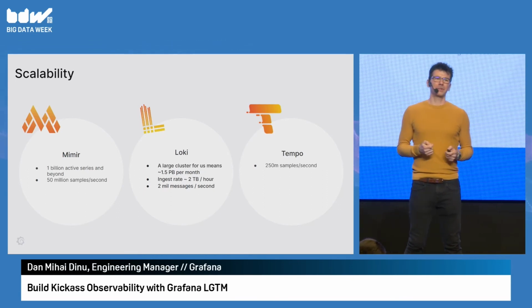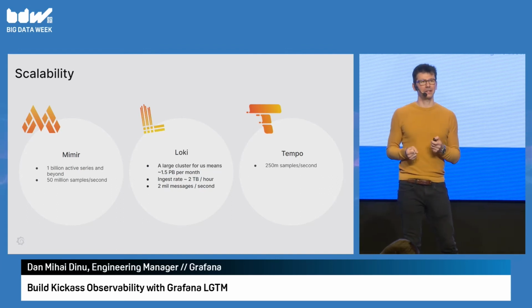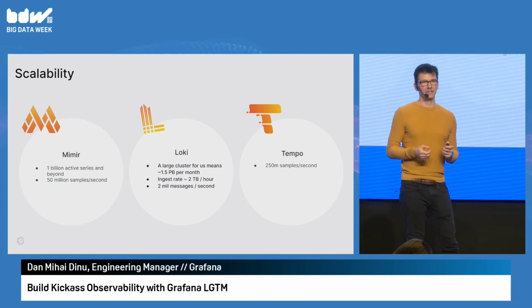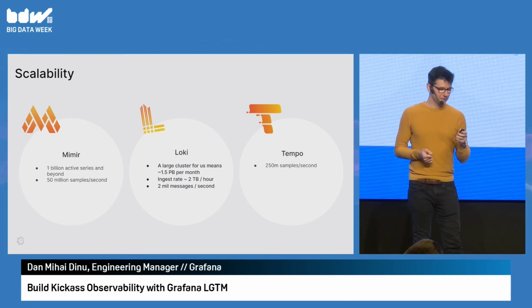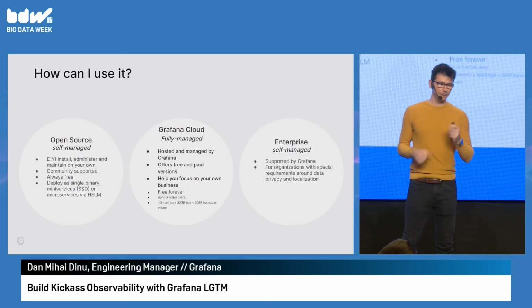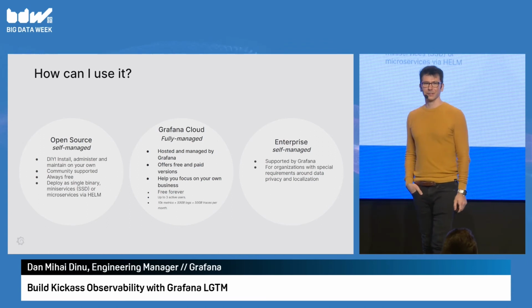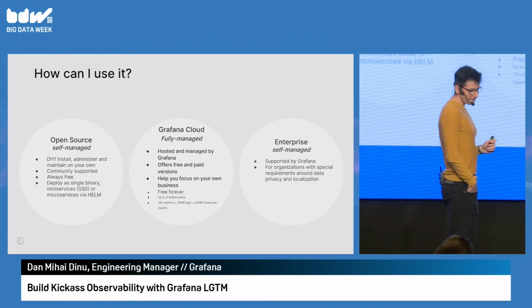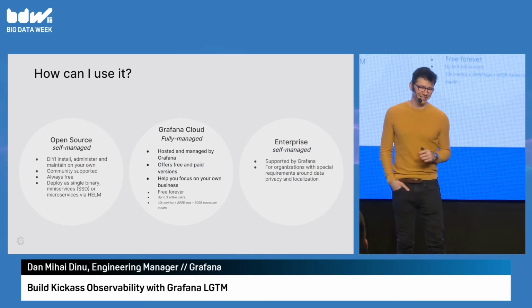But one of our production clusters looks like this. We're ingesting around 1 to 2 petabytes per month. So that's around 2 million messages per second, only in one Loki cell. Tempo, the same. How can you use it? That's the next question. So actually, there are 3 ways of using Grafana products. Well, actually 2, but I'll talk about the third one as well here.